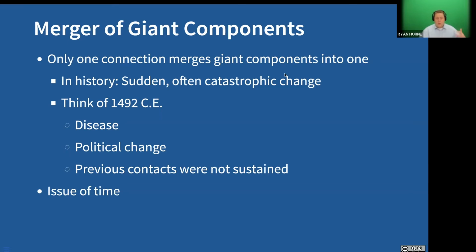What happened in 1492? We have the Western Hemisphere and the Eastern Hemisphere now getting sustained, massive connections. These components effectively merge. And what happens? Well, disease, massive political change. Previous contacts within the Western Hemisphere are completely disrupted. A lot of this becomes a really massive sea change in the network itself. So if you're thinking about how networks develop over time, you see different giant components. Again, these will eventually come together in theory, and when they do, they're going to have a lot of effects.